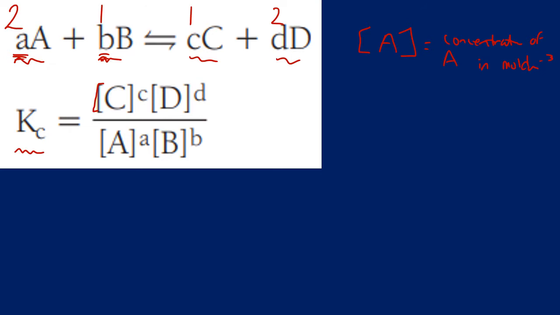So it's the concentration of the products to the power of their stoichiometry. So this is concentration of C to the power of c multiplied by the concentration of D to the power of d, divided by, so it's a ratio, divided by the concentration of A to the power of a and the concentration of B to the power of b. The easiest way to get our head around this is to do a couple of examples.